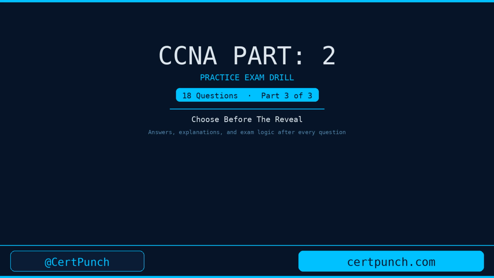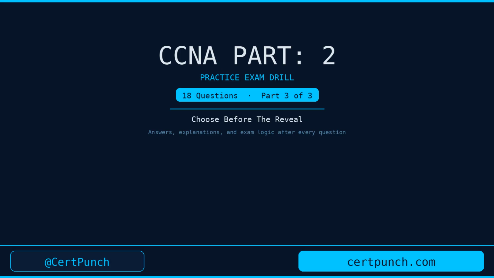This is your CCNA Part 2 practice round, 18 real exam-style questions. Here's the deal. You read each question, lock in your answer before the timer reveals it, then I break down the exam logic so it sticks under pressure. Keep score as you go. The difficulty climbs question by question, and the ones most people miss are waiting near the end. So stick around to the finish and prove you can hold your streak.